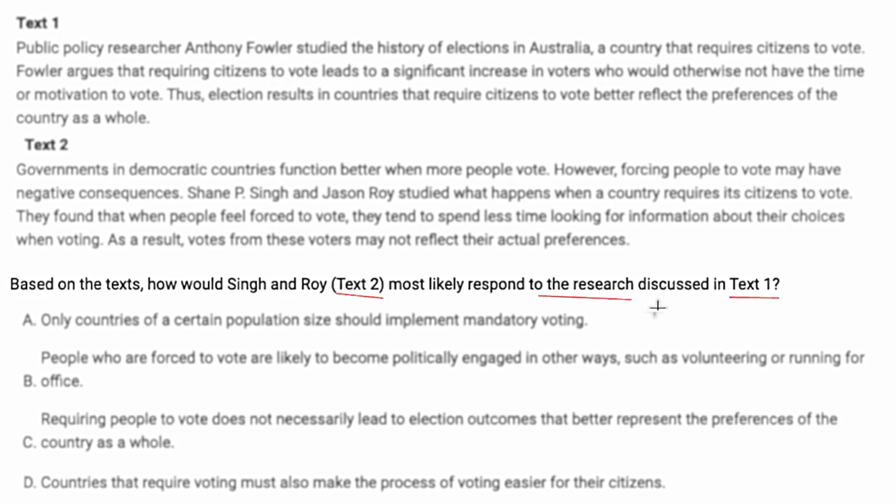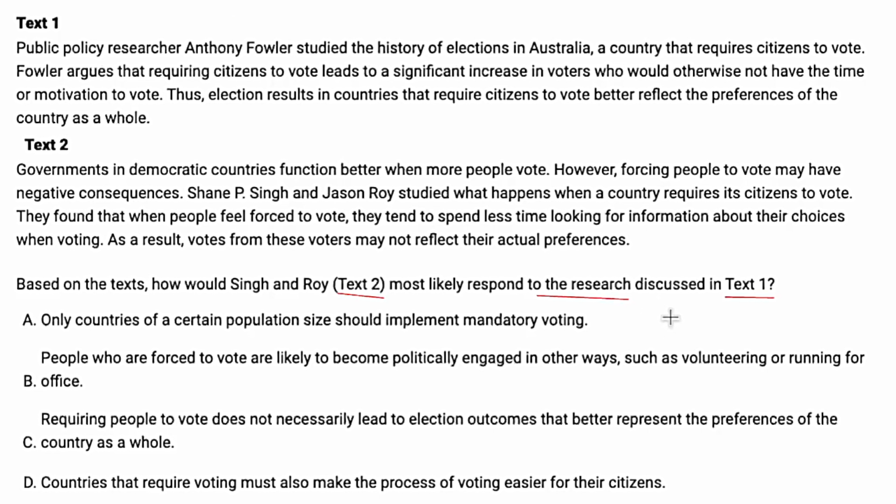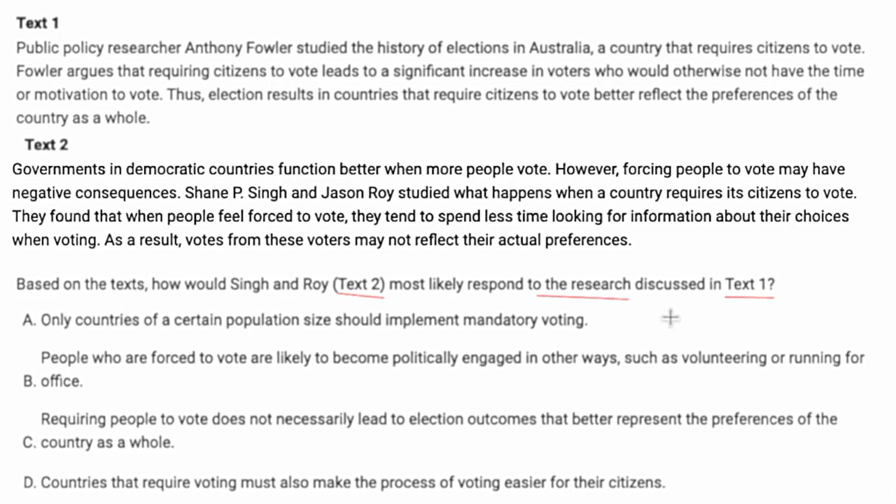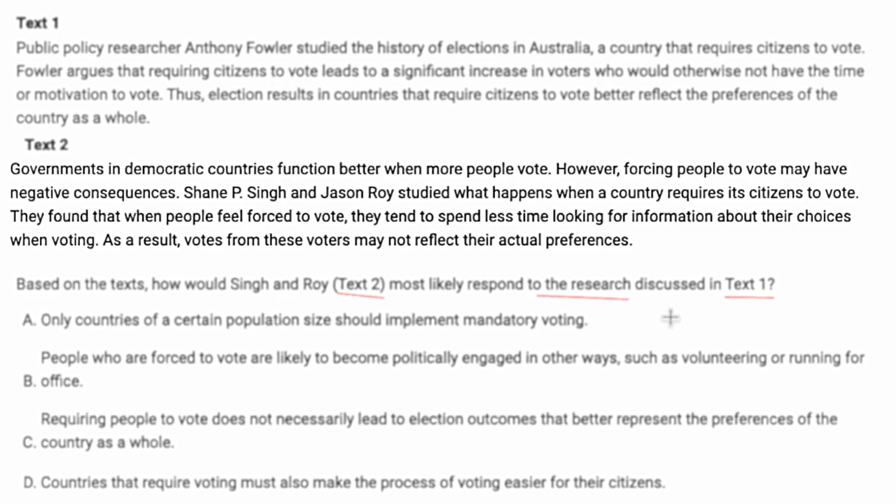And there's 2 ways we can go about this. We could either figure out what that research is and then get some context from text 2, or the way that I'm going to do it right now is starting with text 2 and then going to that research. Governments in democratic countries function better when more people vote. However, forcing people to vote may have negative consequences. Shane P. Singh and Jason Roy studied what happens when a country requires its citizens to vote. They found that when people feel forced to vote, they tend to spend less time looking for information about their choices when voting. As a result, votes from these voters may not reflect their actual preferences.